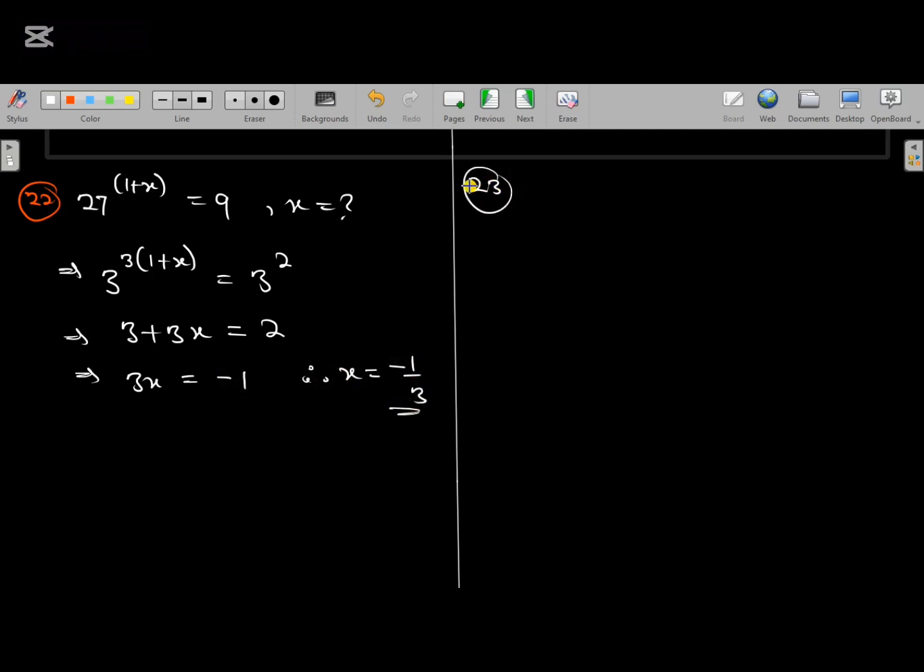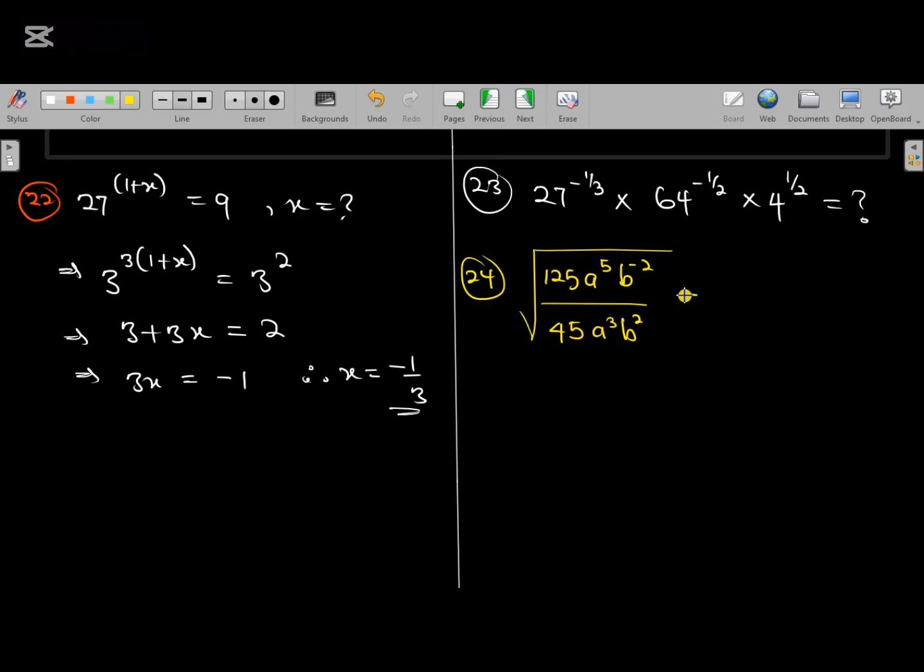We are close. So 23 is asking us to do 27 raised to the power of minus 1 over 3. And again, I'm going to leave this for you. It is, of course, very easy to see. We have been doing problems like that. So we go to 24.